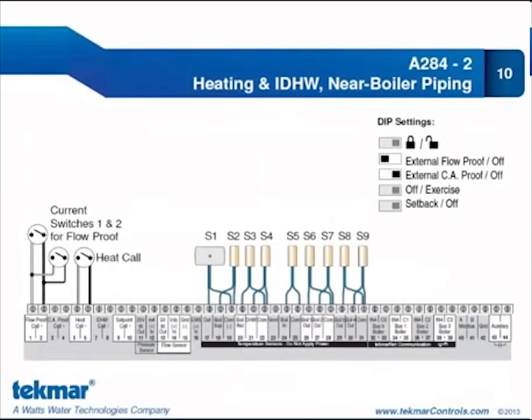Taking a look at the top half of the control and starting on the left-hand side, we have our flow-proof call terminals. Now in this case, we are using current switches to provide proof of flow. So those two current switches are being connected in parallel to the flow-proof call terminals. And since we are doing proof of flow, we have to make sure the dip switch is set to external flow-proof. Our heat call terminal is being switched, likely through a thermostat that is non-communicating, so one of our classic thermostats, perhaps even our new 518 thermostat.